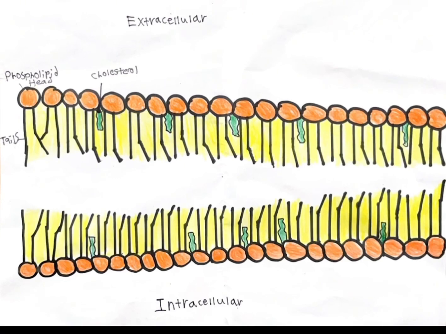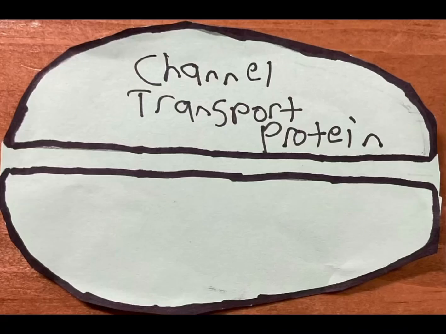The phospholipid is made up of two fatty acid tails, a phosphate group, and glycerol. The cholesterol helps the cell membrane maintain structure. This is a channel transport protein. Its role is to allow certain molecules to pass through the cell membrane. It helps move molecules from high to low concentration.